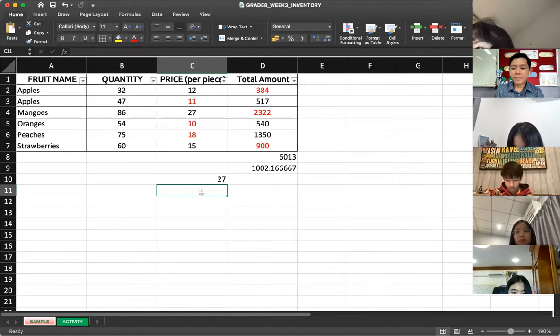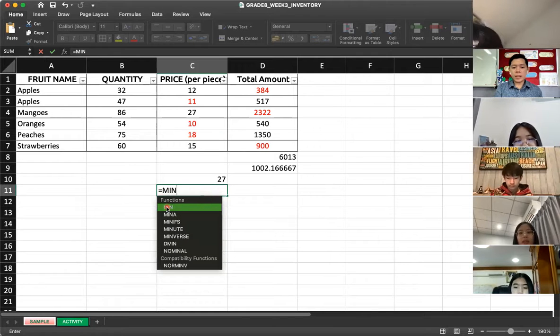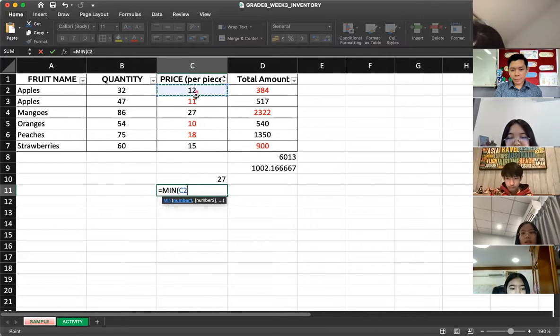Anyone? What would be the formula for that? The opposite of maximum. Minimum. Yes, minimum. Okay, so equals MIN only. Okay, shortcut MIN and then highlight.